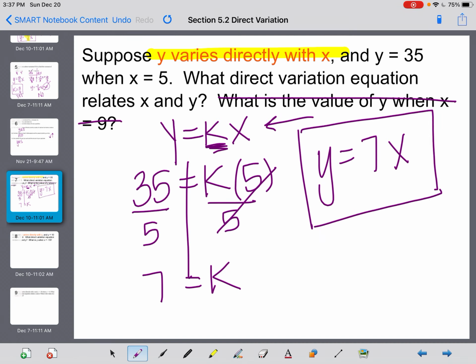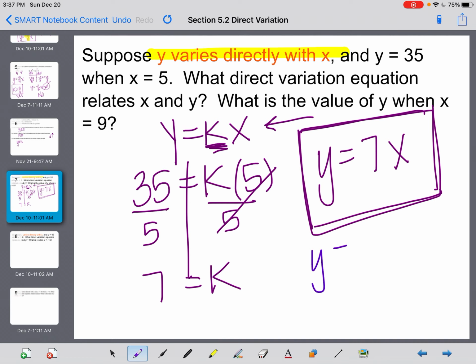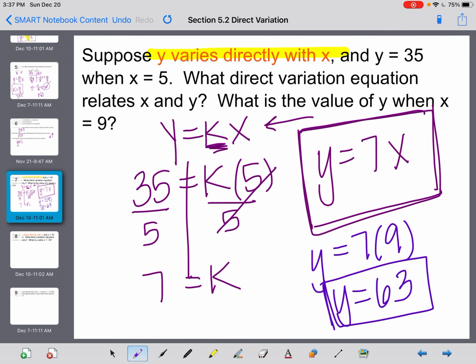Okay, so that means I can plug in all my different situations, but I know that 7 is my constant, and this is the equation that's going to help me solve all of those. Okay, and that's what we need for the second part that I had crossed out in the beginning. What is the value of y if x is 9? Okay, so we're going to plug in a 9 for x, and then we'll find out that y is equal to 63 if x is 9. Okay, so these are two-part answers. You need both of these parts, the equation and the value given an x value.